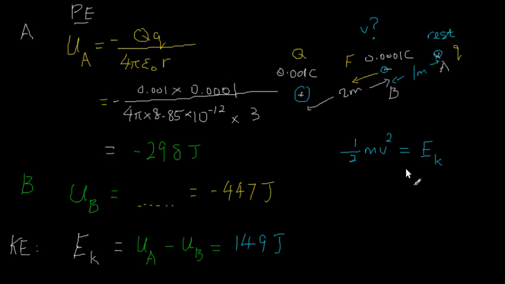So I can rearrange this. I move the 2 over, divide both sides by m. I'm left with v squared. If I then take the square root of that, I should find v. We already know the kinetic energy, which is 149 joules. The mass of this, so we also need to know the mass of this object, which I have not given.